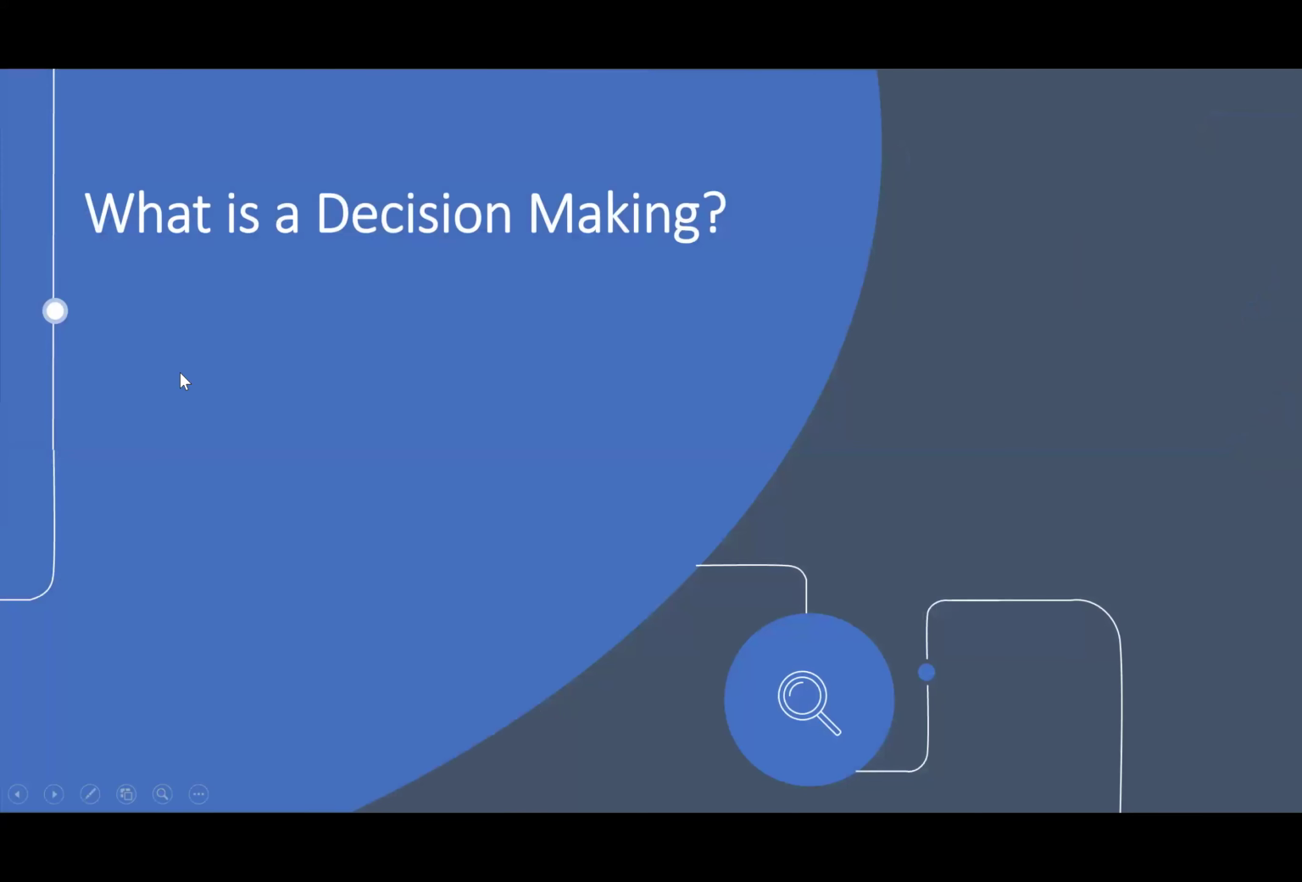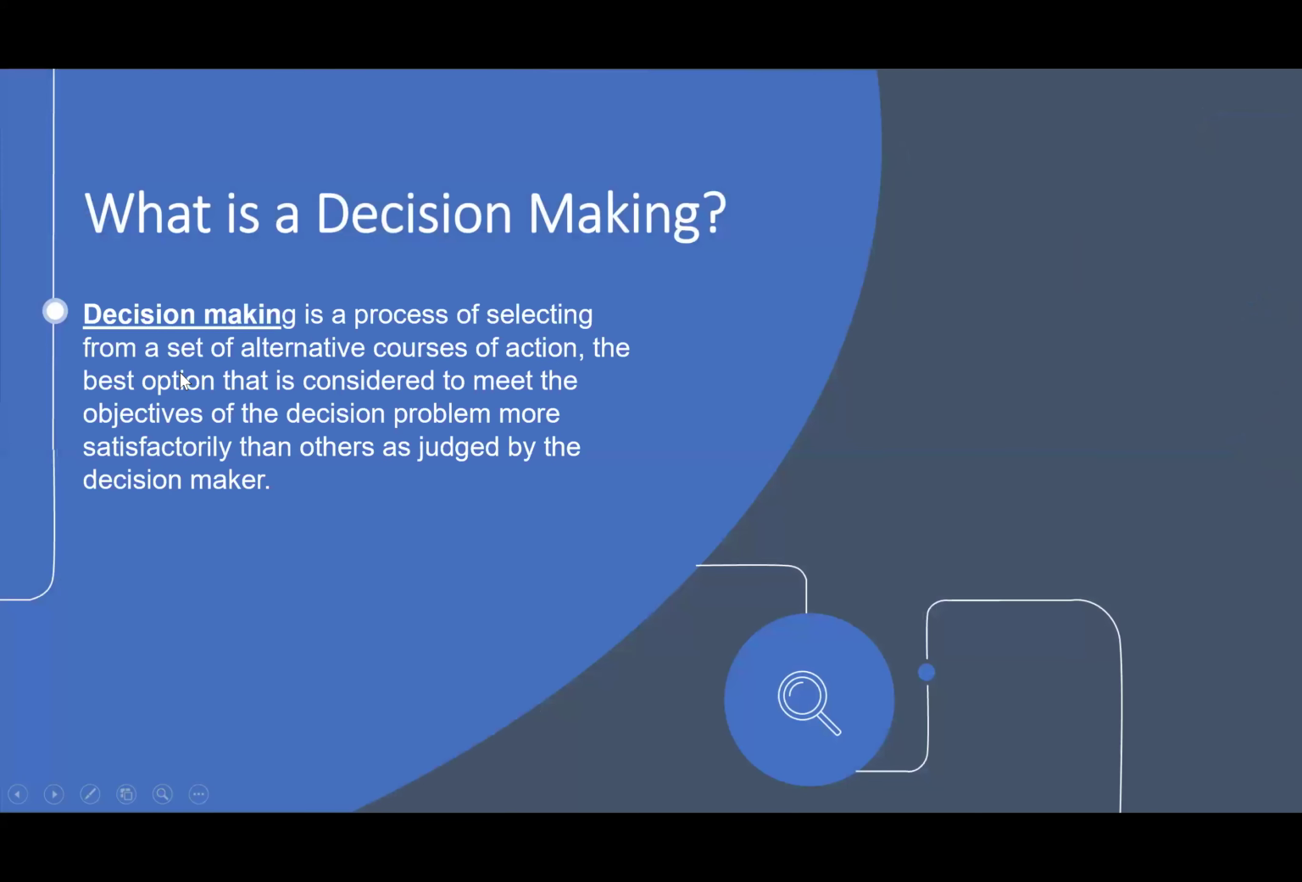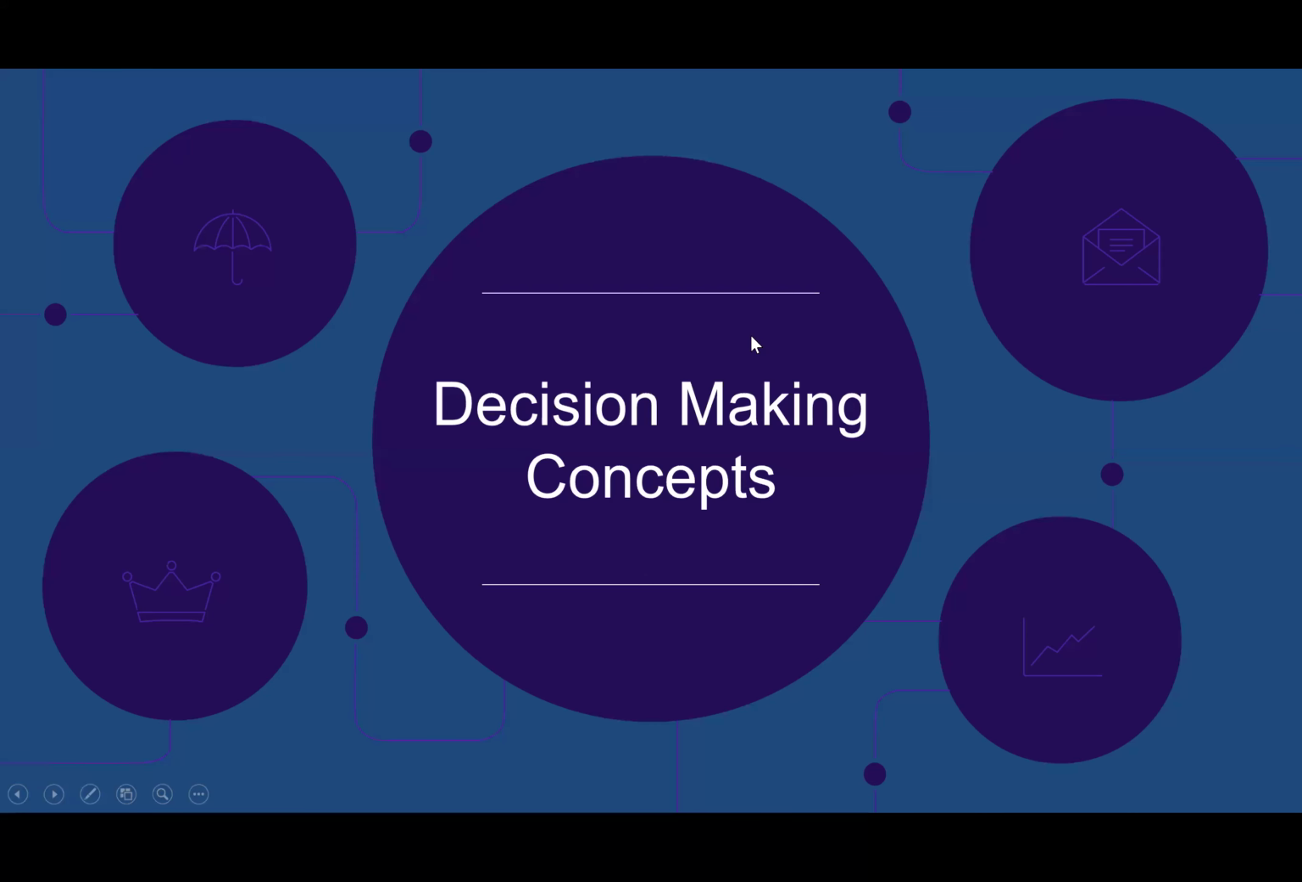So when we talk about decision-making, we are looking at that process of selecting from a set of alternative courses of action the best option that you have, which you believe is going to meet the objectives of the problem before you. So that process of selecting the best course of action is the decision-making process.